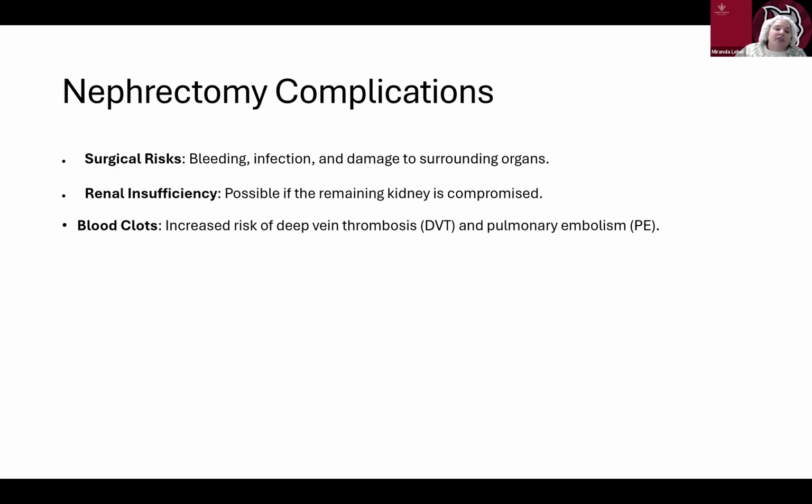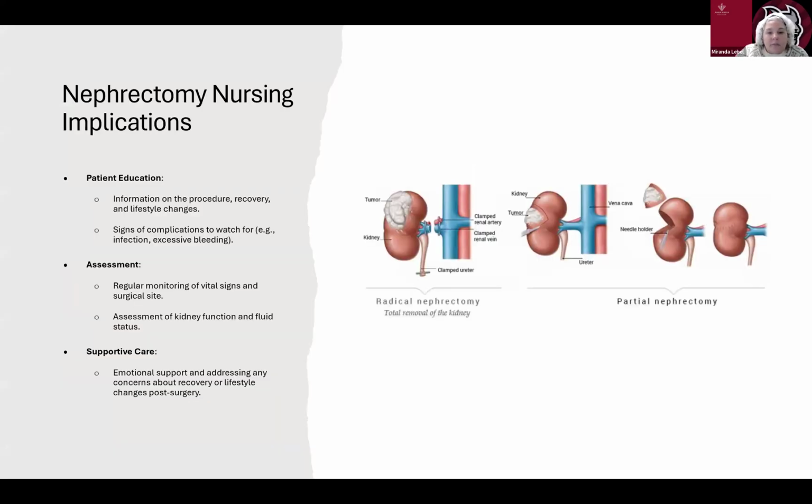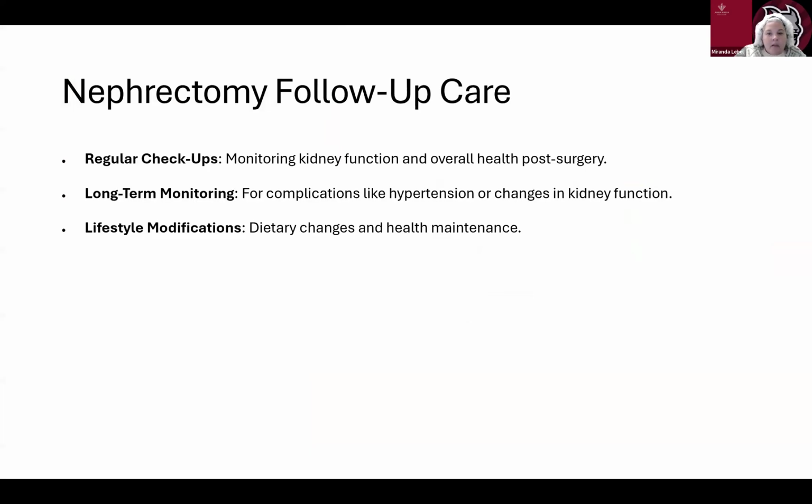Nephrectomy complications: you're going to have surgical risks, renal insufficiency, and blood clots. Your nursing implications in here, it just shows you what a radical nephrectomy is and then what a partial nephrectomy is. So: information on the procedure, recovery and lifestyle changes, and signs of complications to watch for. You want to assess vital signs, surgical site, kidney function, and fluid status, and then provide that supportive care. Your follow-up is going to be regular checkups, long-term monitoring, and lifestyle modifications.